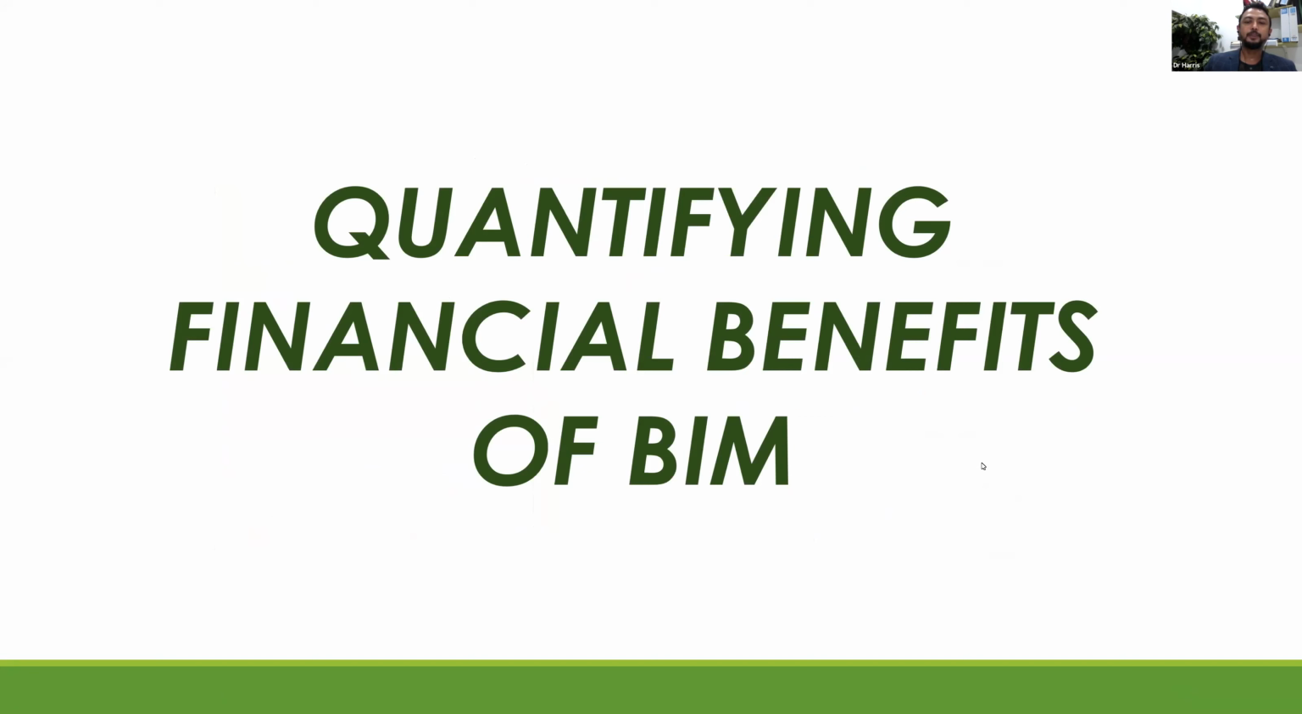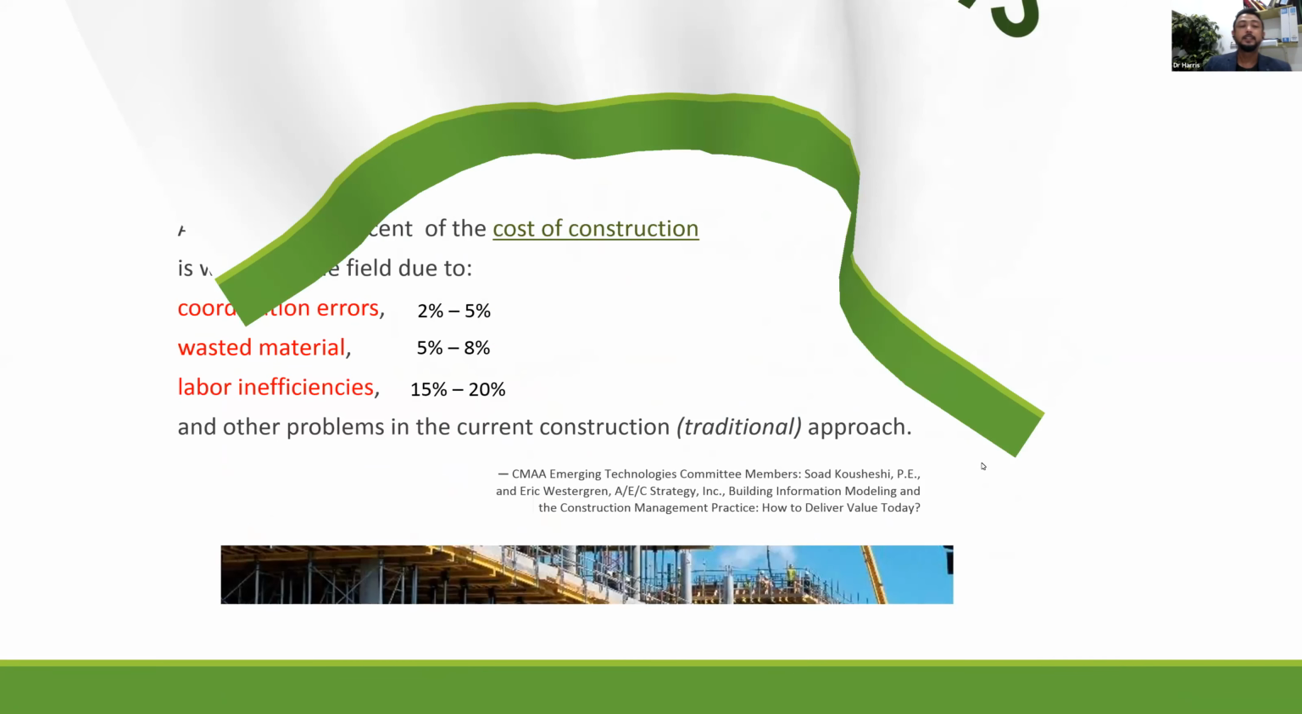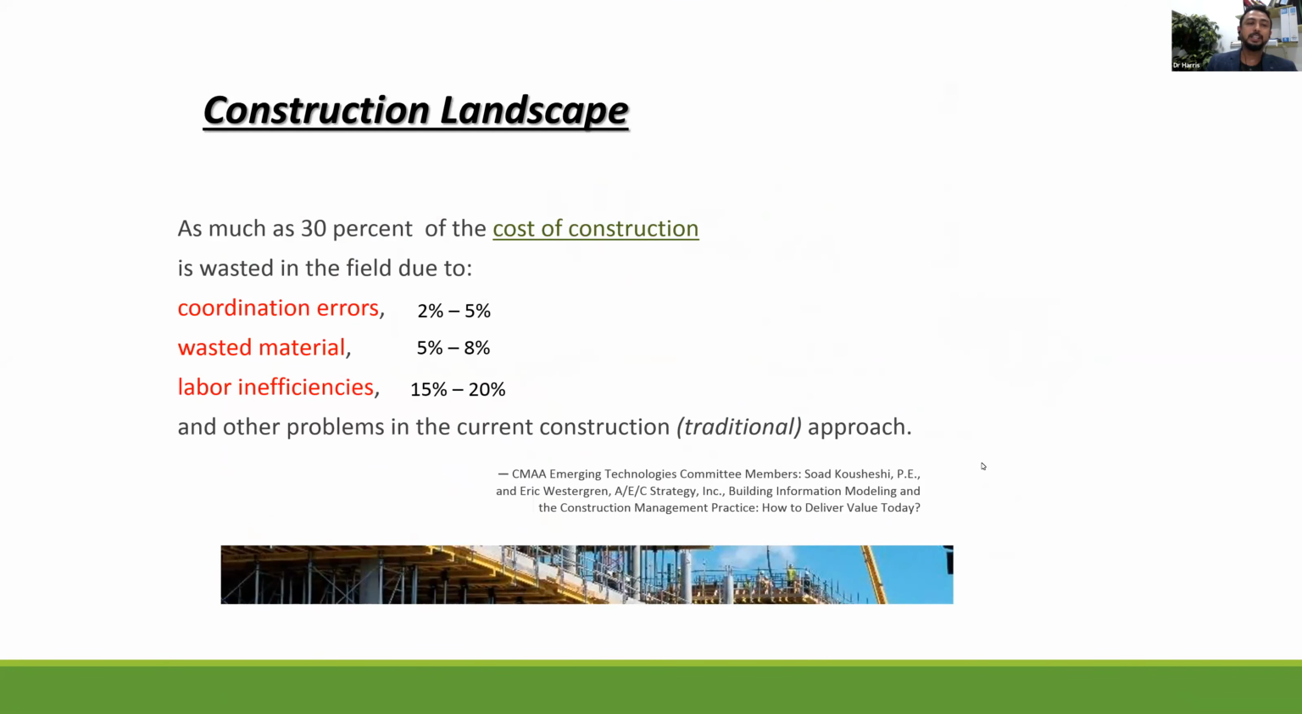Okay, quantifying financial benefit of BIM. This is from our experience. From our experience, as you know, the construction landscape currently, there's research shows that as much as 30% of construction cost is wasted in the field due to coordination error, wasted material, and labor inefficiencies. So based on our study, the coordination error will give you a wastage of 2% to 5%. Wasted material will give you a wastage of 5 to 8%, and labor inefficiency will give you 15 to 20% wastage.